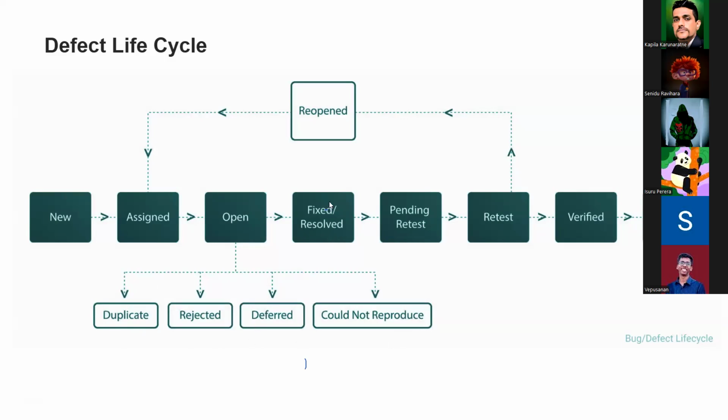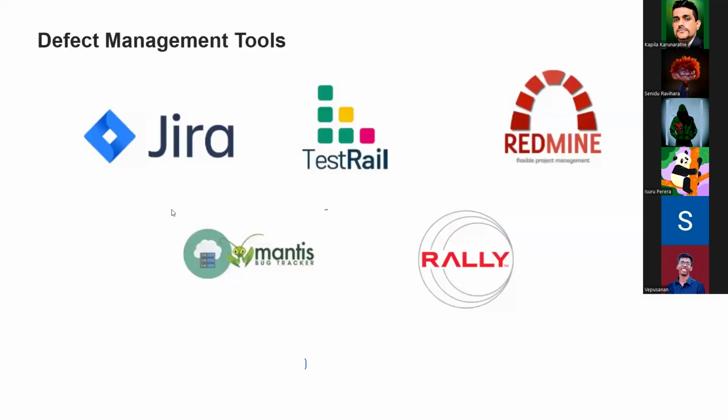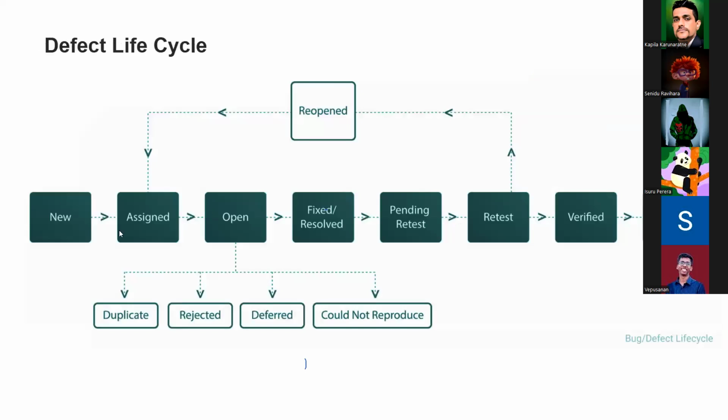Once he fixes it, he has to send it for retest. The QA has to retest. Once QA retests, they can verify and close it. If it is working fine, they can close the defect. But if in case the defect is not fixed yet, then QA has to reopen it and assign it back to the developer. Right? So basically, this is the high level workflow.